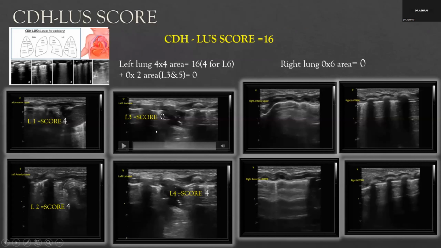Like there, L1 takes 4 because of organs, L2 takes 4 because of the gut, L3 is 0 here because of normal lung, L4 gets 4, also L5, I noted here, gets 4. It all totals 16.